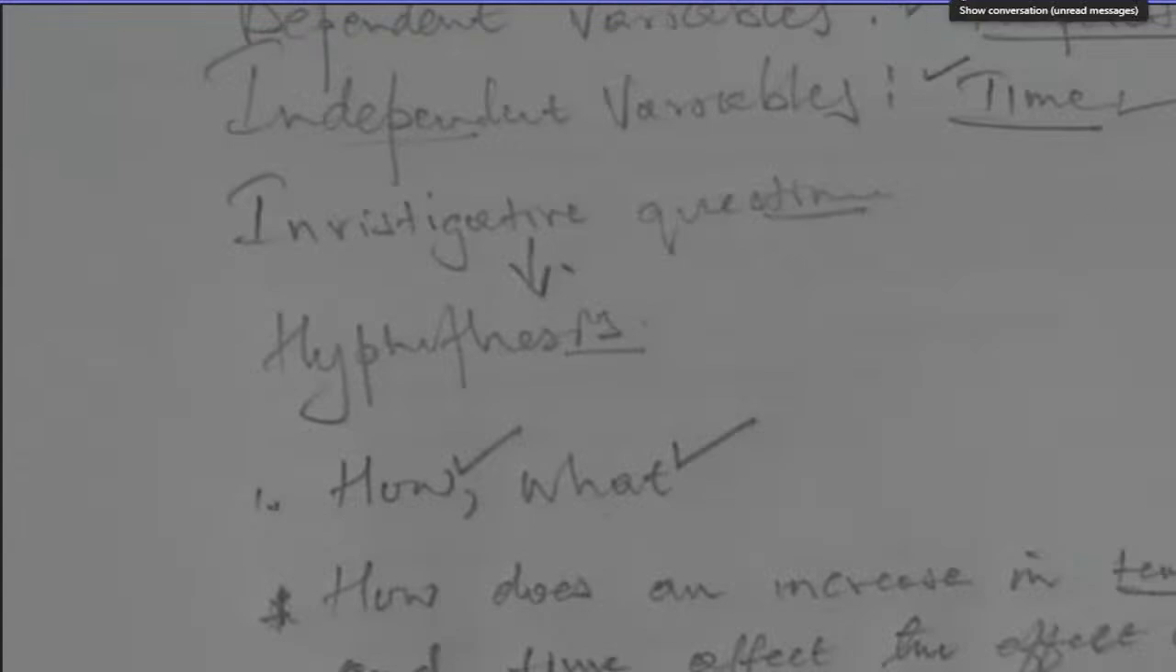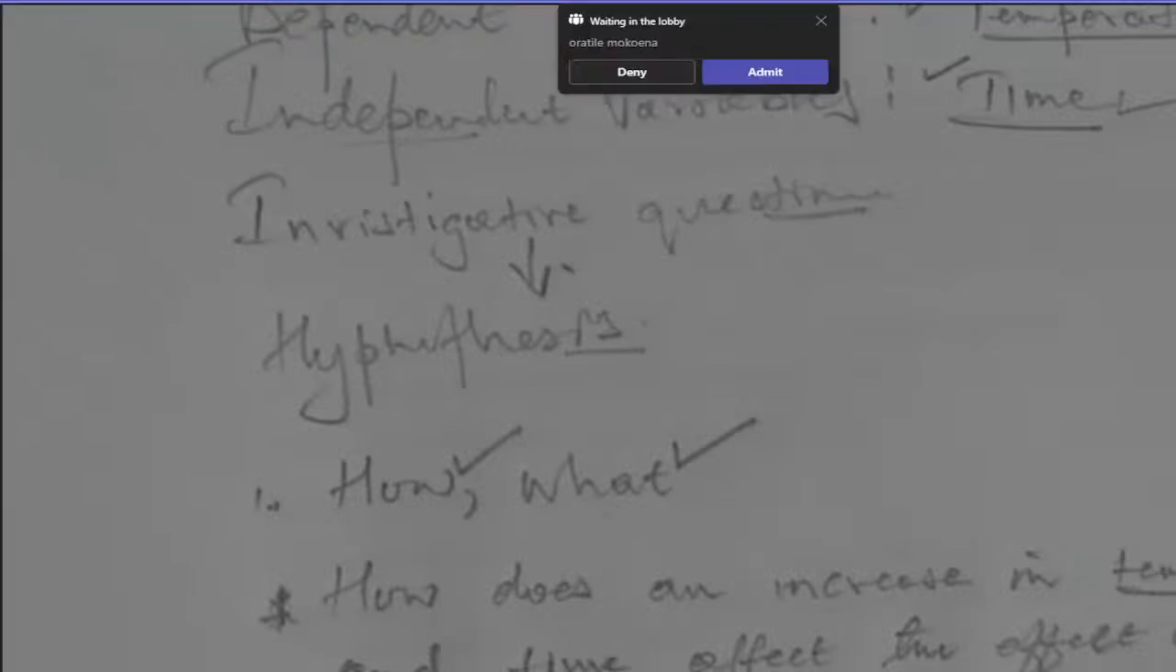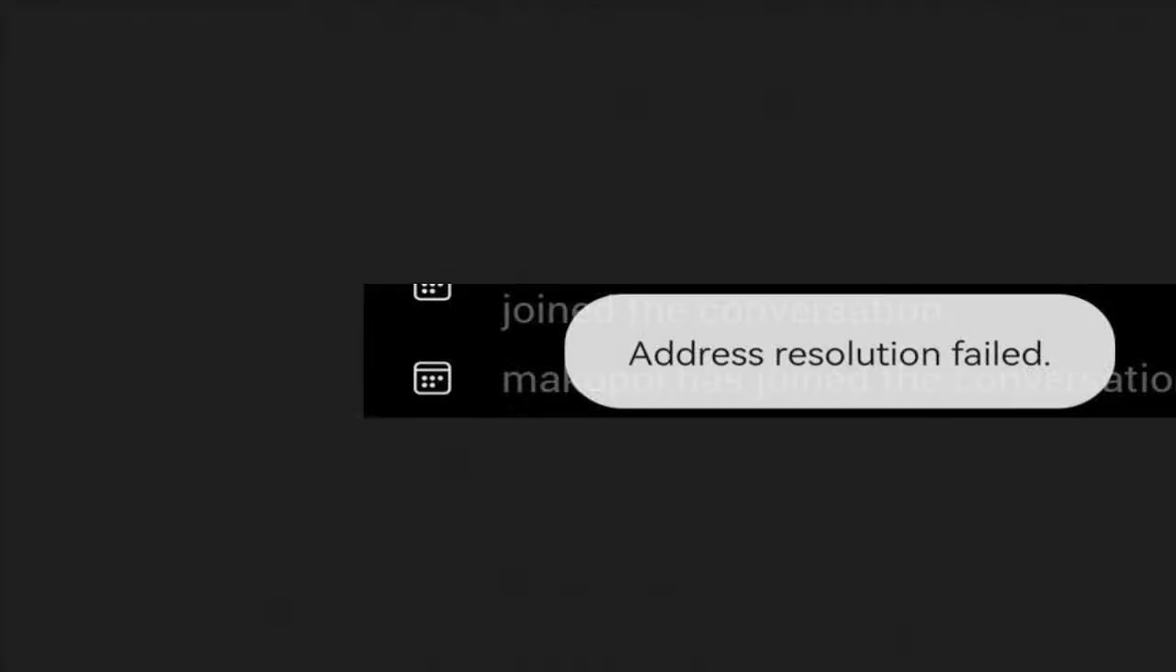All right. So now the dependent variable, that will be my temperature. The independent is time. So definitely this one, it will be my temperature.